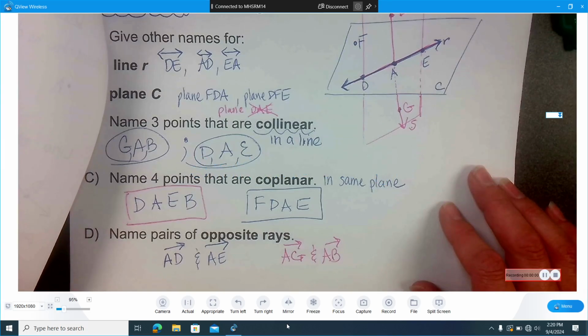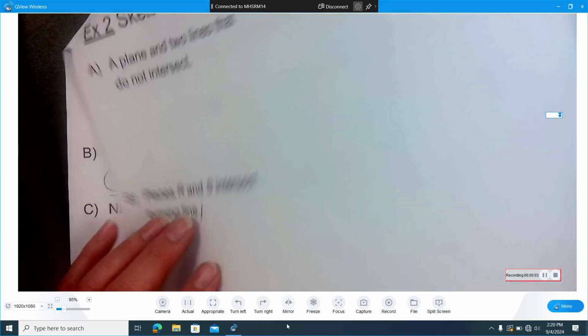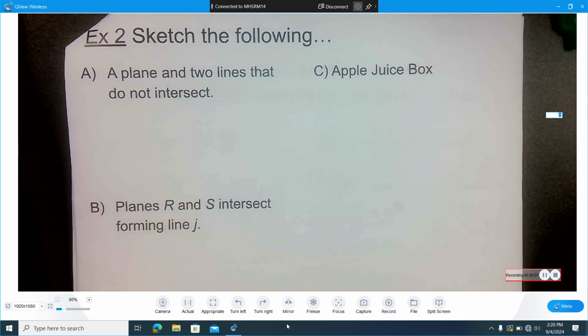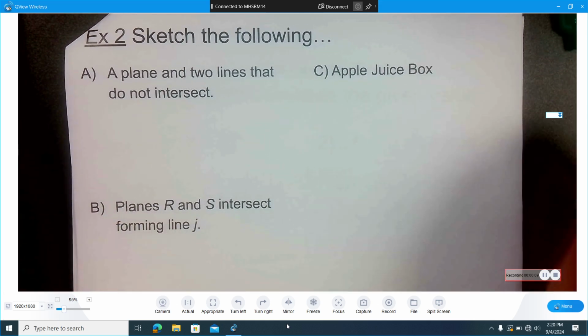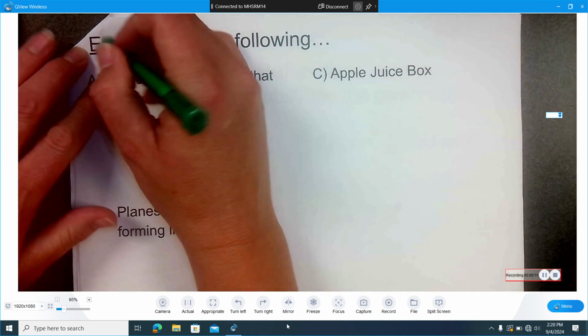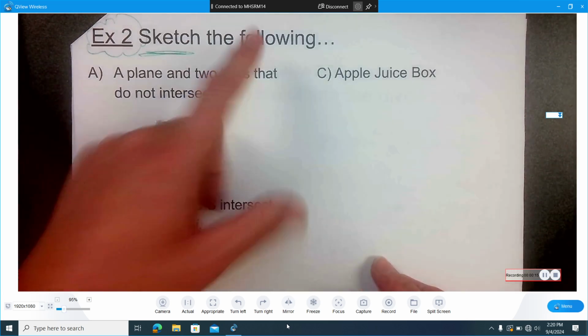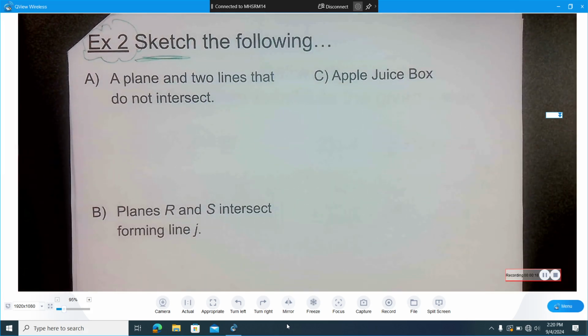Okay, great. And so now we're moving on to example 2. Again, please make sure that you're writing the example. Example 2, sketch. You don't have to write the following, but example 2, sketch is fine. You have lots of problems in your homework where it's asking you to sketch, and we want to make sure that we can do that.